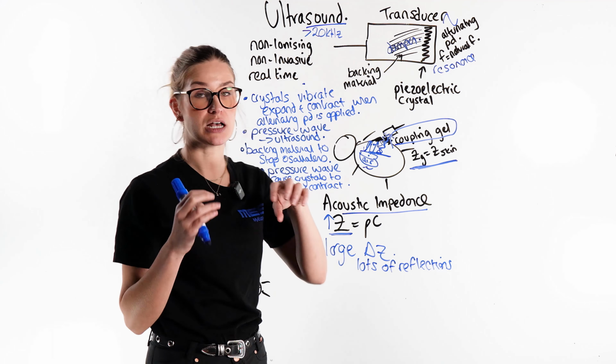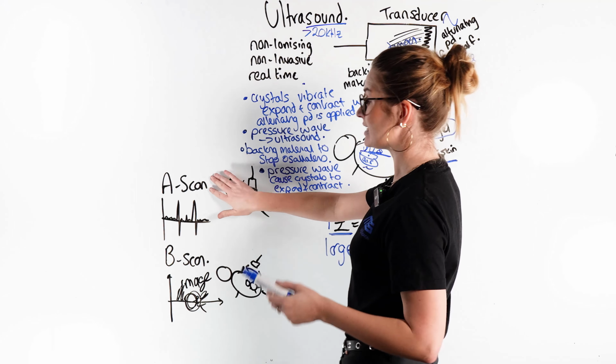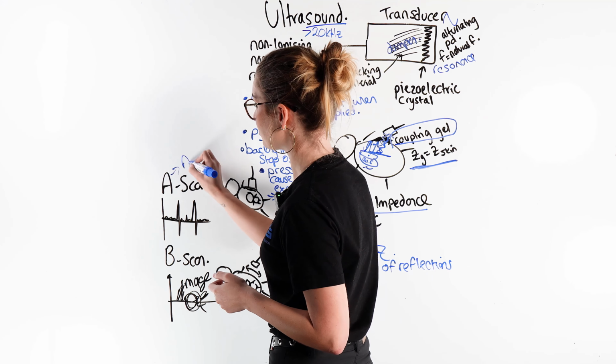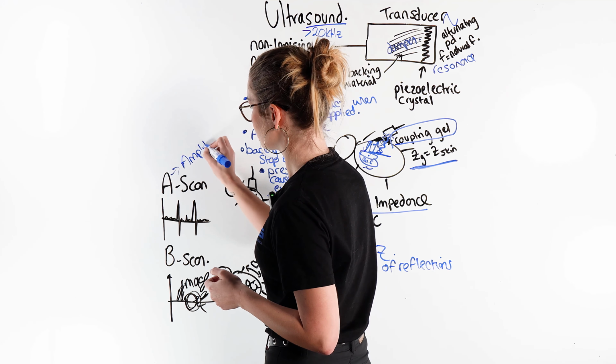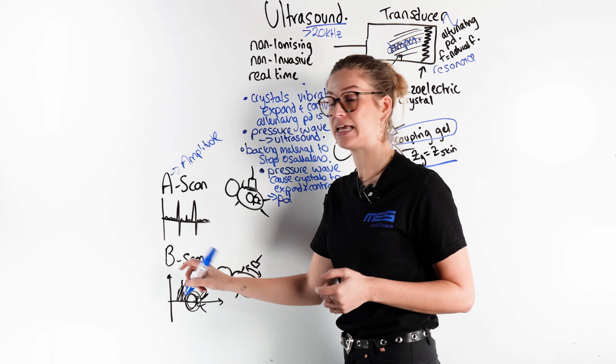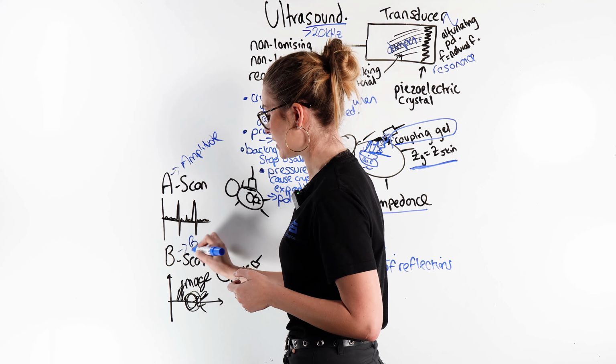Okay, the next thing you need to know about is that there are two types of ultrasound scans. You can get an A scan, where the A stands for amplitude, and you get a B scan, where the B stands for brightness. The B scan is what you see all the time, right? When someone finds out they're pregnant and comes home with that little image of the baby, that's a B scan, a brightness scan.